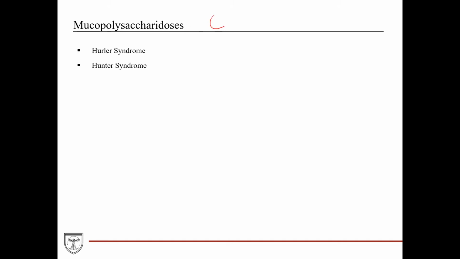So mucopolysaccharidosis, this is a group of disorders that involves a buildup of mucopolysaccharides, which are also known as glycosaminoglycans or GAGs. And these are long polysaccharide chains that contain amino sugars, which is why they have this name, glycosaminoglycans. And so you see a buildup of these in this group of disorders. And the two really high yield ones that we'll focus on are Hurler syndrome and Hunter syndrome.